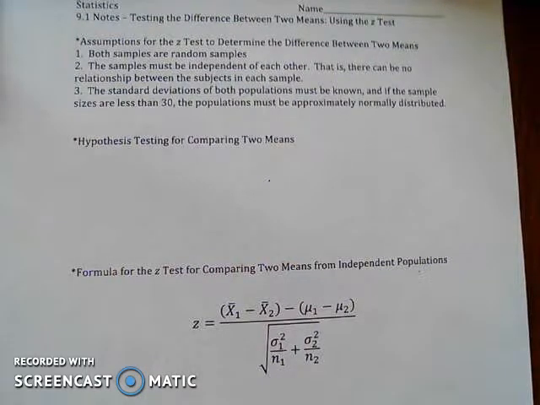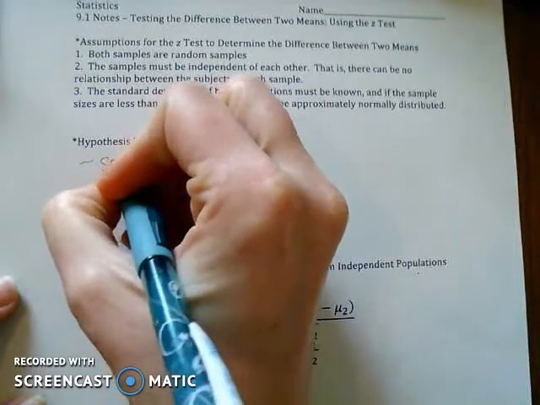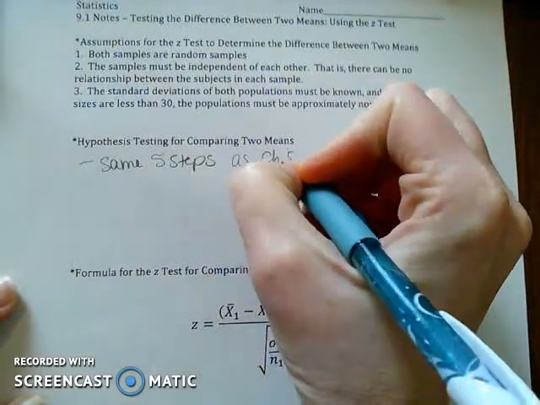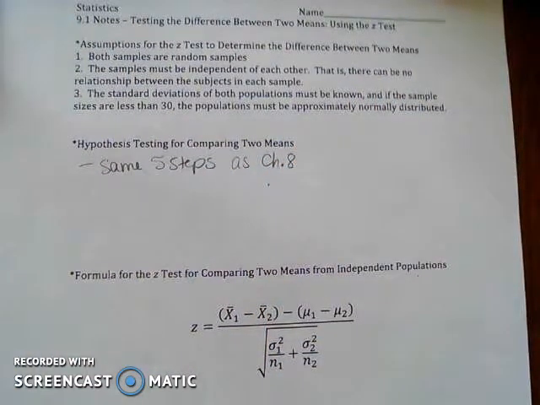Okay, so the really nice thing about Chapter 9 is that it's almost identical to Chapter 8. We are still going to do our same 5 steps that we did in Chapter 8. So we're still going to have step 1 where we do our hypothesis, step 2 where we make our critical region, step 3 where we calculate our critical value, or our z value or t value, and then we reject or do not reject h sub 0, and finally write a statement by what that means. Okay, so we're still going to do those same 5 steps that we did in Chapter 8.